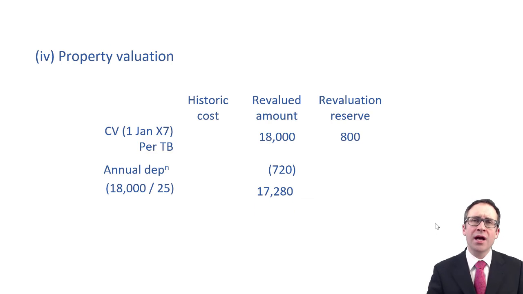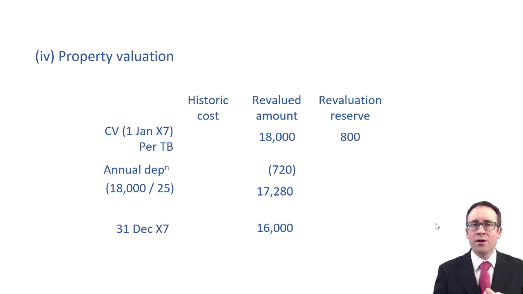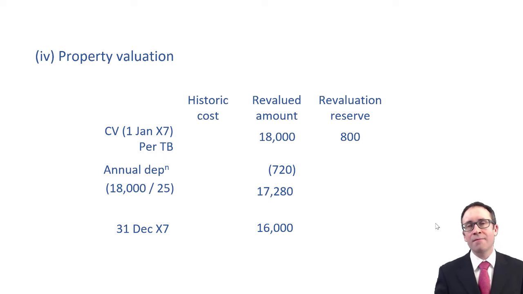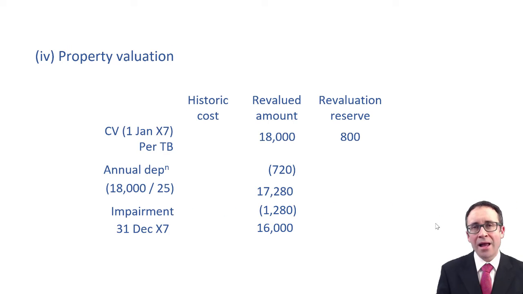After that, it becomes a little bit more challenging because you've got the 17,280 once you've depreciated the asset, getting it down to its carrying value. If I was in the exam struggling for time, I'd stop and put those in the appropriate place. However, I just want to complete it and then tell you where to put them. We're told that at the end of the year, December X7, it was valued at 16 million, so 16,000. So we currently have it at 17,280. It needs to come down to 16, so there is a balancing figure of the impairment of 1,280.